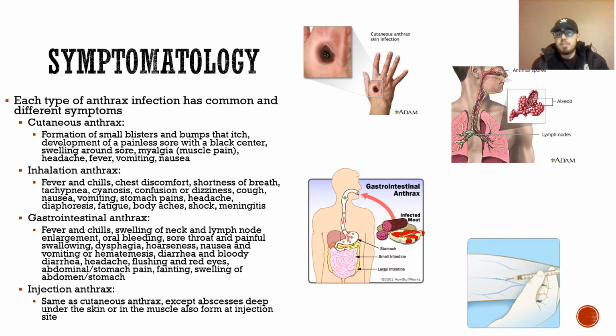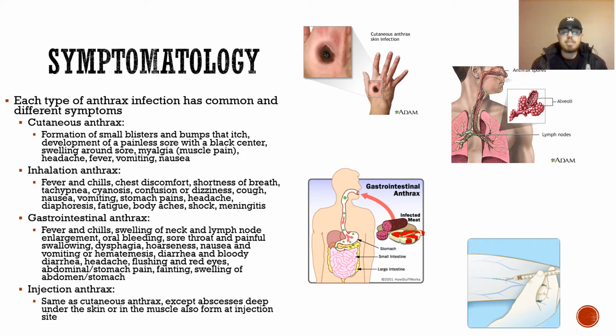Moving on to symptomatology. Each type of anthrax infection has common and different symptoms, meaning they have their own unique symptoms, but they also have commonalities with each other. For cutaneous anthrax, there's formation of small blisters and bumps that itch, development of a painless sore with a black center, which are usually the black lesions around the site of infection, swelling around the sore, myalgia, which is basically muscle pain or ache, headache, fever, vomiting, and nausea.